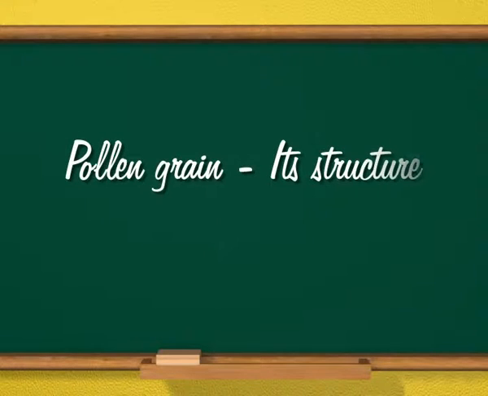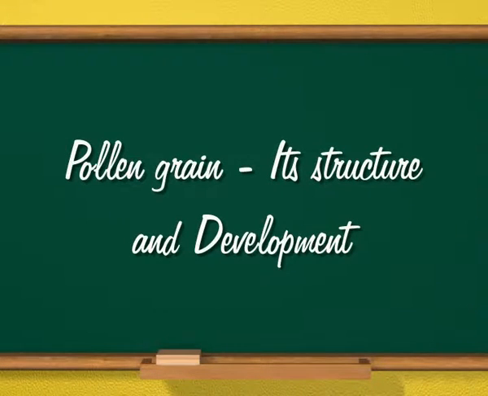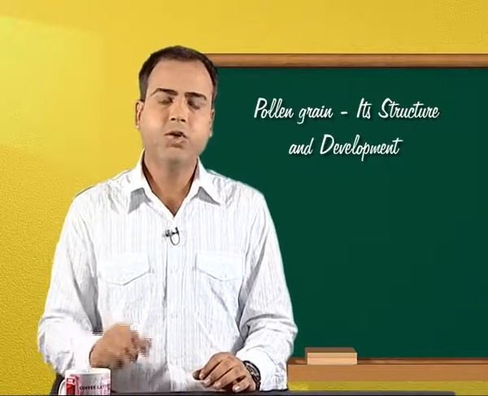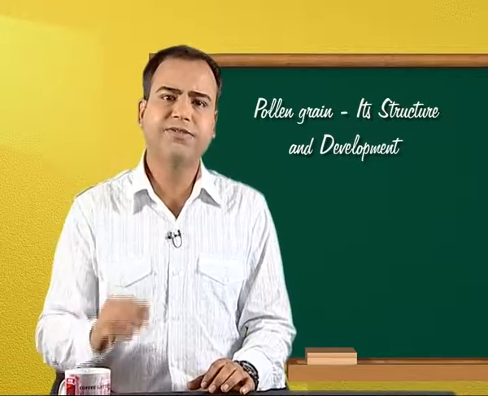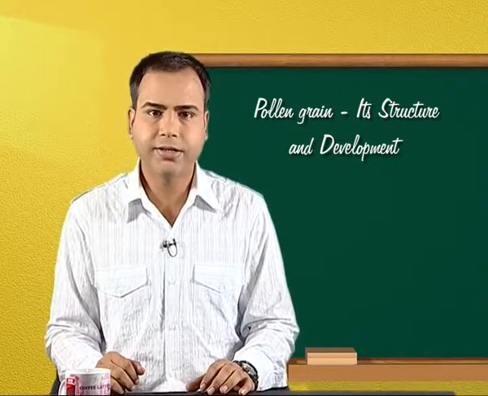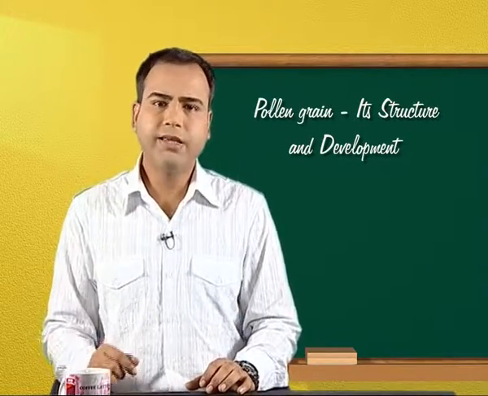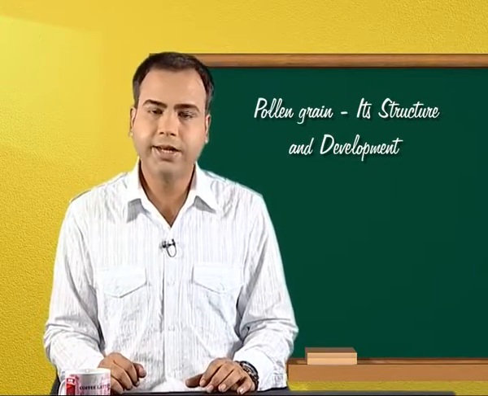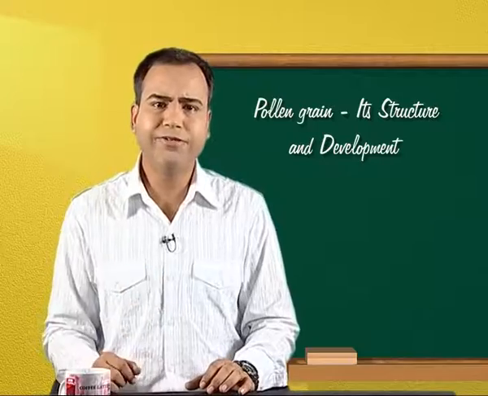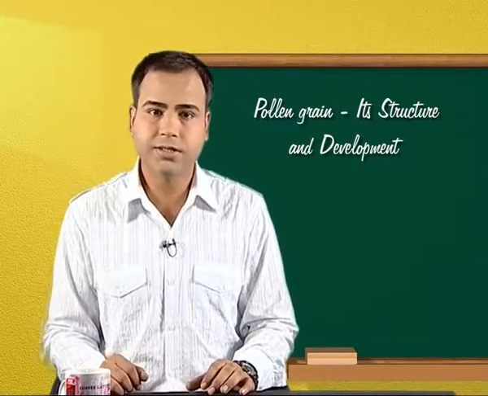Pollen grain, its structure and development. In today's class, we learned in detail about the pollen grain, which is the first cell of the male gametophyte. One quality which I discussed with you is that they can survive in extreme heat and cold, and can remain alive for thousands or millions of years.